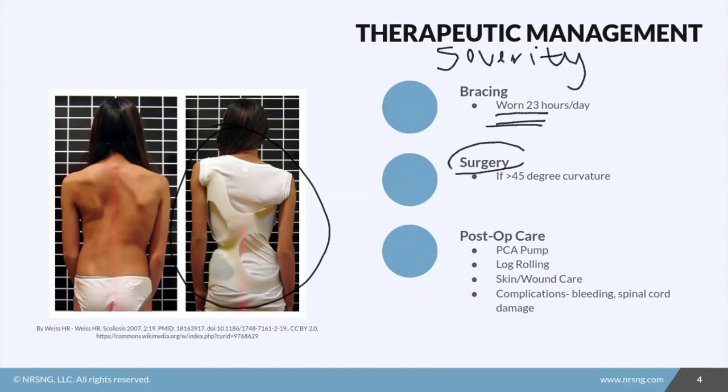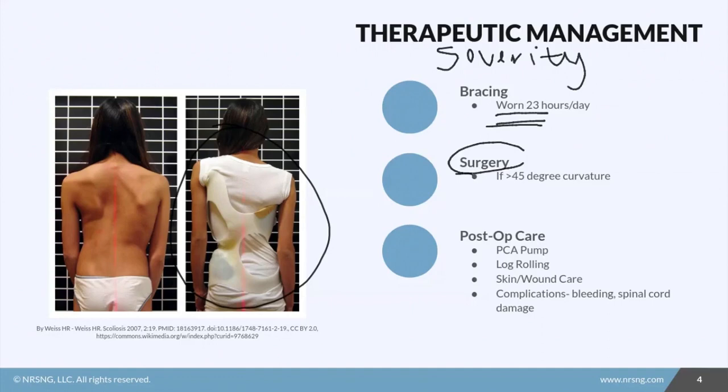Surgery is going to be indicated for patients who have a severe scoliosis, which remember is greater than 45 degrees. And this is a very massive surgery. These patients are often going to be admitted to hospital for 5 to 7 days, and they're having pins and rods inserted into their spine to help straighten it.